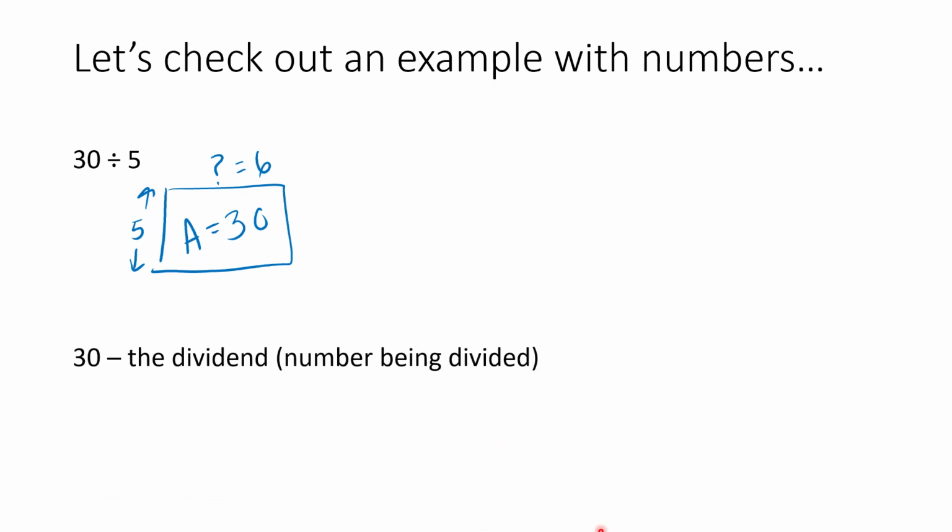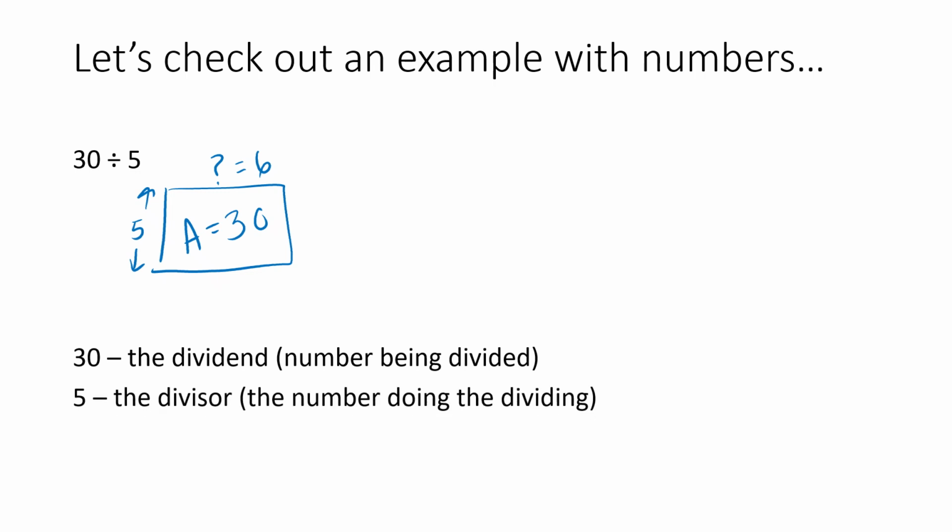Now, a little bit of vocabulary. I don't use this particular word a lot, but it is worth knowing. 30 would be the dividend. That is the number that's being divided. And in polynomial division, we'll, of course, have a polynomial that is being divided. The 5 is the divisor. That's the number doing the dividing.